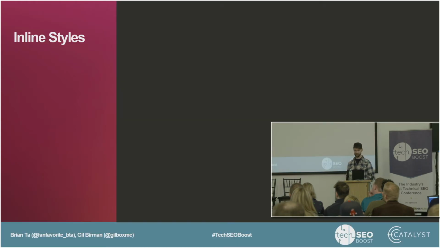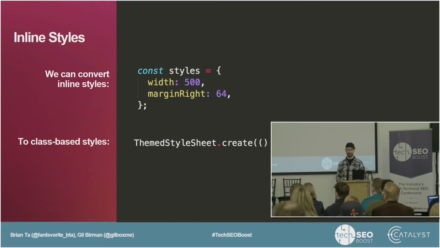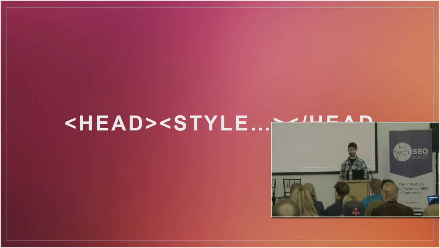Next, inline styles. So we could convert inline styles using an Aphrodite method called themeStyleSheet.create. Unfortunately, it's too slow. So this was our solution. We memoized the styles. So first, we created a cache key from the style definition itself using JSON.stringify. We update the cache, and this is what the usage looks like.